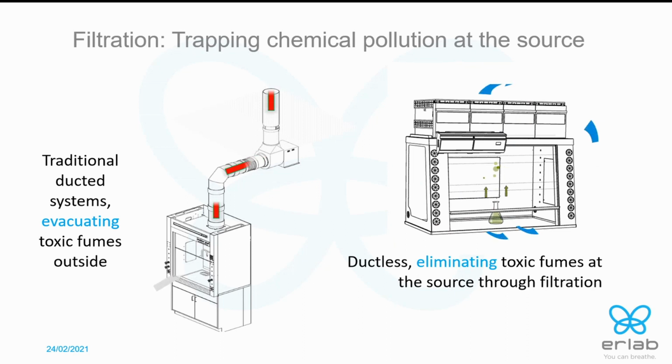When speaking about filtration, filtration is a way basically to eliminate chemical pollution in the lab. Traditionally, the pollution is just ducted out. So we are not solving the problem, we are just passing the problem to somewhere else. With the traditional duct, we just take the pollution and kick it out of the building, and it's somebody else's problem. But with filtration, we really have a solution because we capture the chemical pollution right at the source, and we circulate clean air back into the laboratory.